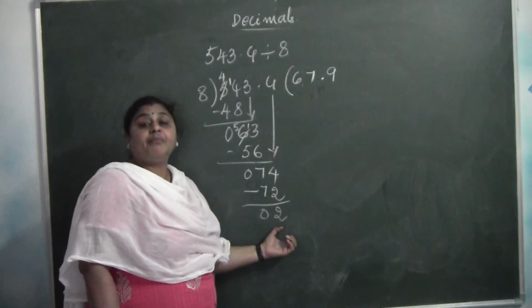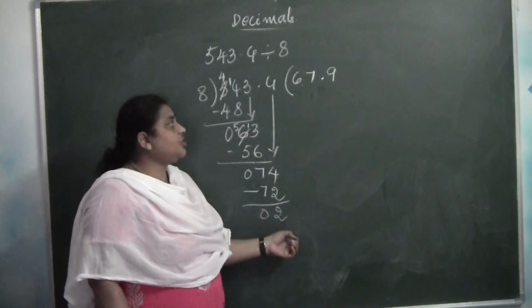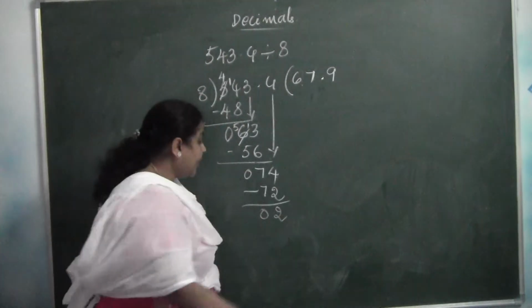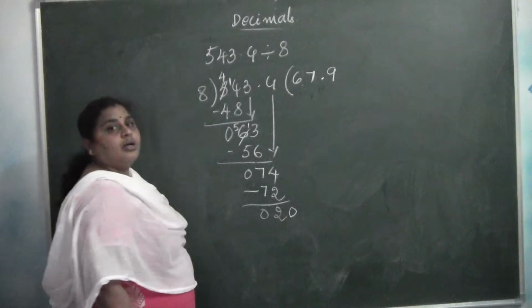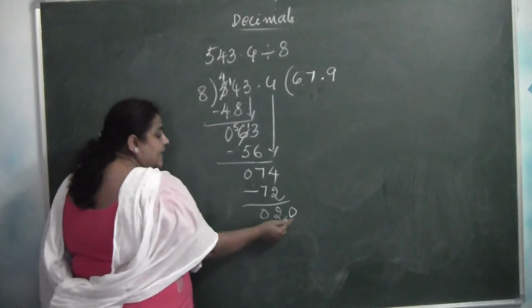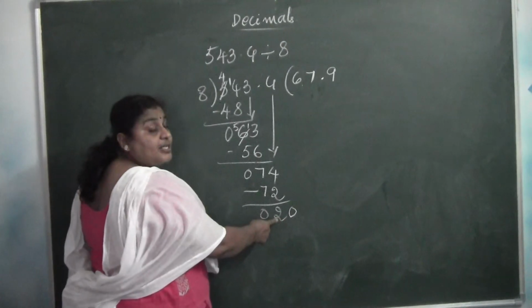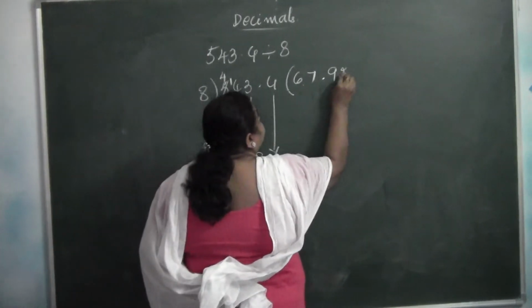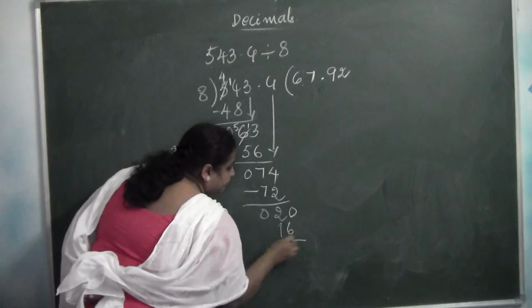Alright, since already we have placed a decimal point over here, you are continuing the division till you get the remainder 0. Alright children, since we have added a decimal point over here, you can add a 0 over there. So you are adding a 0 over there, it is becoming 20. Again 8 in 20, 8 2s are 16.